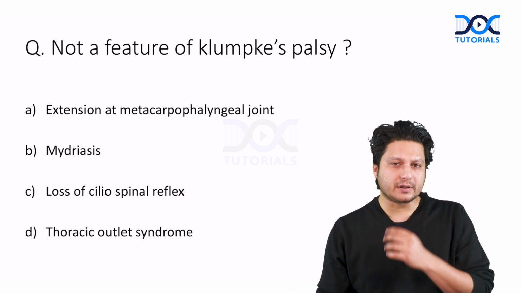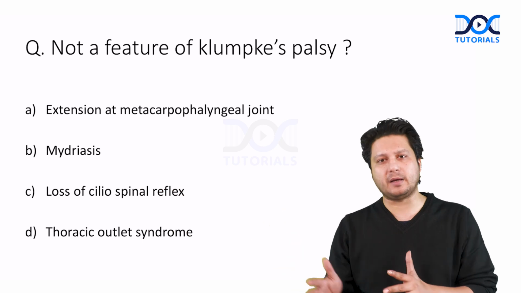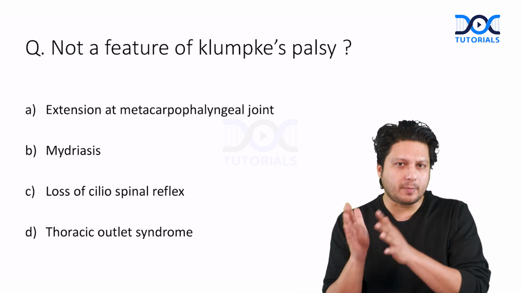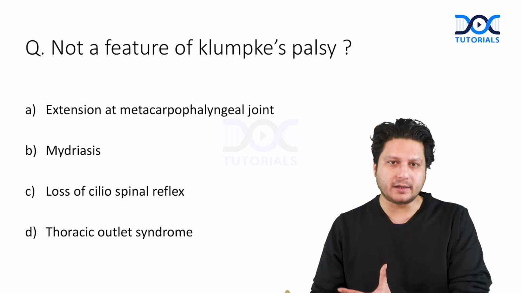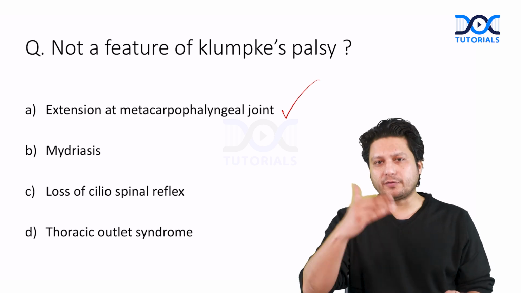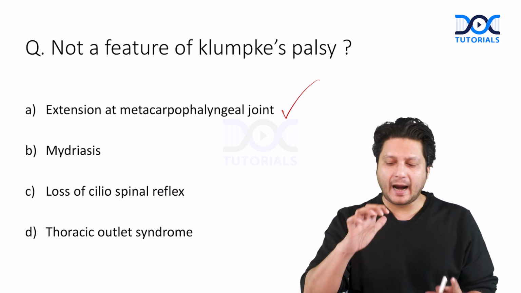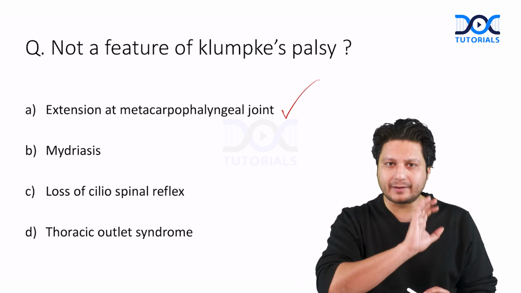Without wasting any time further, let's have a sample question. The first one is Klumpke's palsy. Which is not a feature of Klumpke palsy? Now all of you know that Klumpke palsy is the compression of the lower trunk of the brachial plexus, which is made up of C8 and T1. So extension at the metacarpophalangeal joint: one of the features of Klumpke palsy is a claw hand, and in claw hand there will be a hyperextension of the metacarpophalangeal joint. So this is the correct answer.